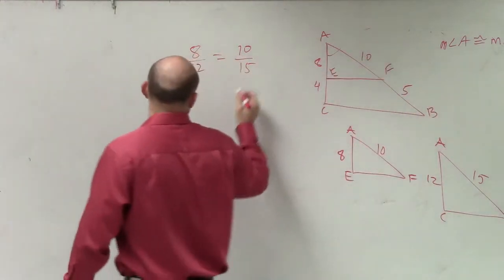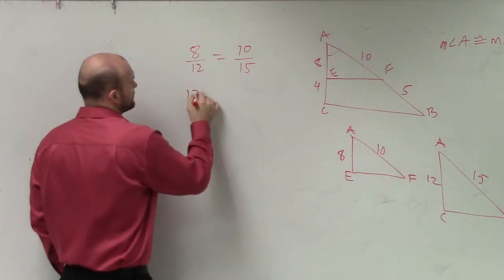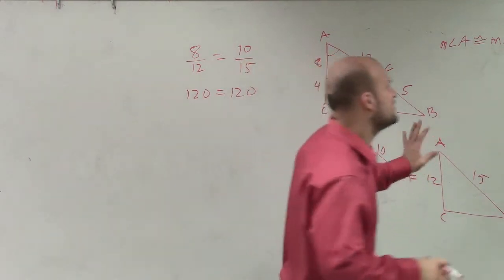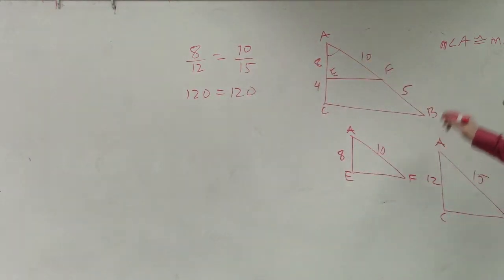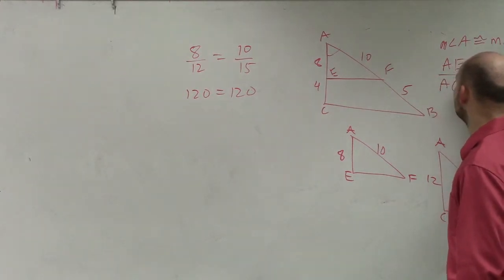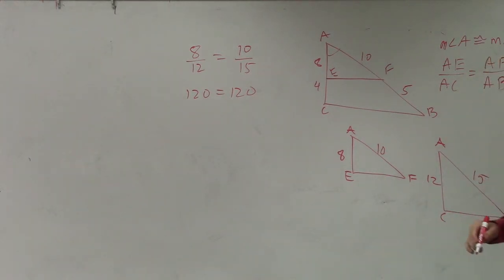So what I'll do is 8 times 15, which will be 120. 120 equals 120. So therefore, ladies and gentlemen, I can now say that AE over AC is proportional to AF over AB. Okay?